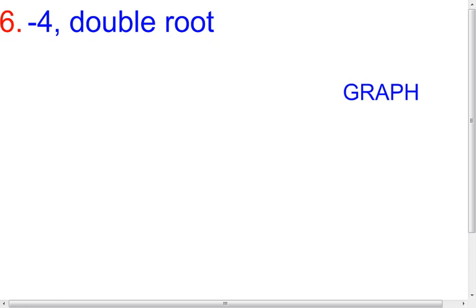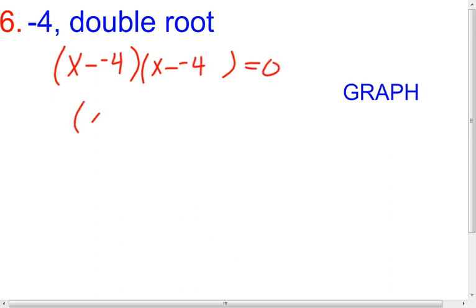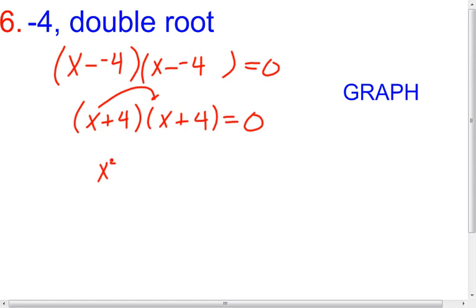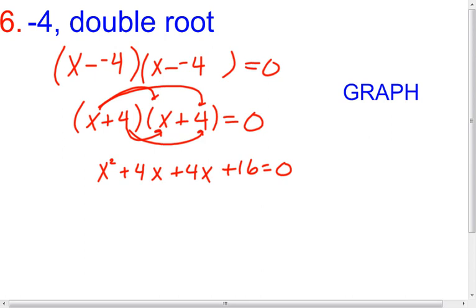All right, then if you have a double root, what that means, again, and we talked about this before, is that you actually have the same thing twice. So I have x minus negative 4, and I have x minus negative 4. And obviously that becomes x plus 4. Okay, FOIL that out. X times x is x squared. X times 4 is 4x. 4 times x is 4x. And 4 times 4 is 16. And then of course you can simplify that, which you probably already are doing. So x squared plus 8x plus 16.